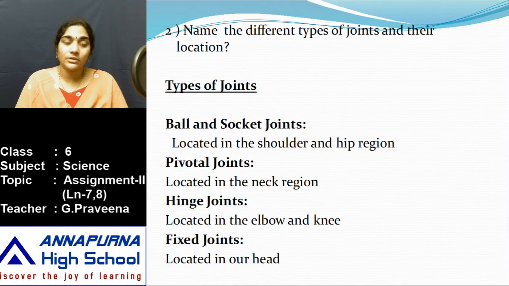Fixed joints, which are located in our head. These joints do not move. The best example is your upper jaw, where it is fixed to the head, so it can't move. Only our lower jaw moves. So these are the different types of joints: ball and socket joints, located in the shoulder and hip region; pivotal joints located in the neck region; hinge joints, located in elbow and knee; and the fixed joints which are located in our head.